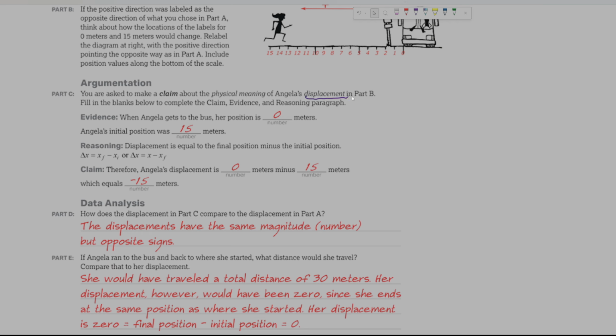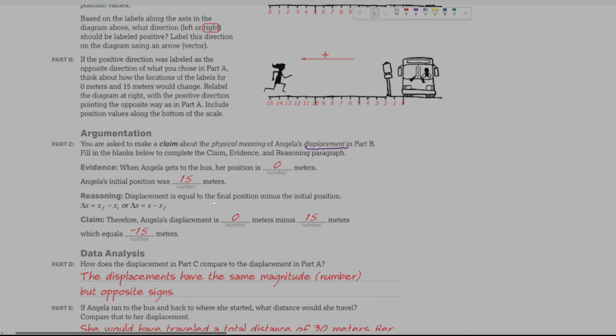Displacement is essentially how far you are from where you started and in what direction. It's going to include a magnitude, the numbers. It's going to include the unit of the magnitude, and it's going to include the direction. So in the evidence, it says when Angela gets to the bus, her position is 0 meters. Again, talking about part B. Angela's initial position was 15 meters.